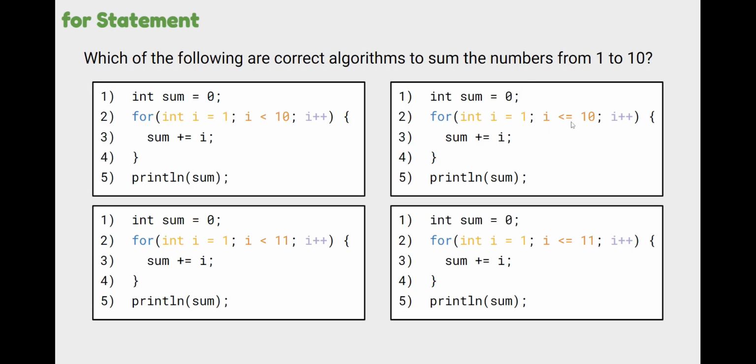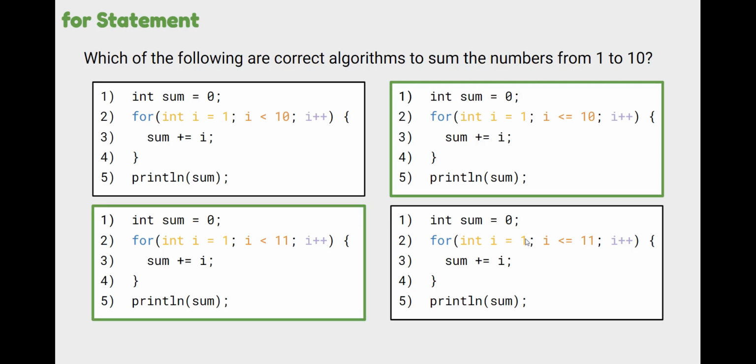The one on the top right, we are starting I at 1. We are looping while I is less than or equal to 10, and we're going up by 1 every time, and we're adding I into the sum. That's going to work. That's going to sum the numbers from 1 to 10. Looking at the bottom left, I is starting at 1. We're looping while we are less than 11, and we're going up by 1 every time, and we're adding I into sum. So this will go from 1 up to 10. This one will work as well.